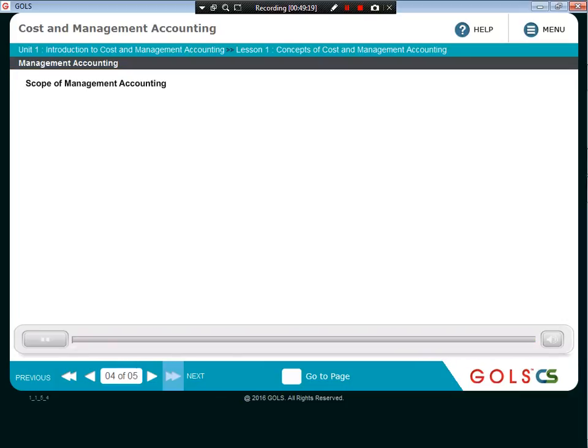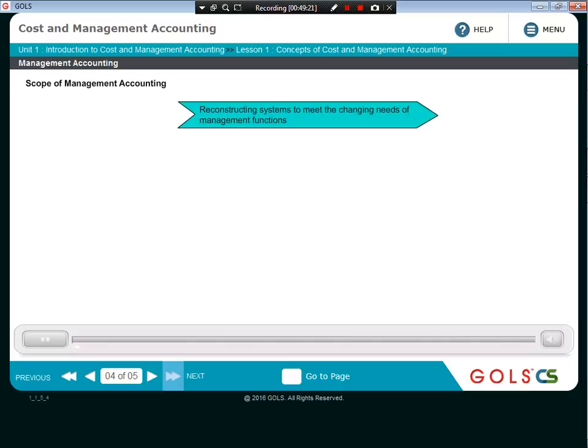Now, what is the scope of management accounting? Formation, installation and operation of accounting, cost accounting, tax accounting, and information systems. Management accounting has to construct and reconstruct this system to meet the changing needs of the management function. In every organization, there will be a formation, installation and operation of an accounting system, and a cost accounting system will be there. A tax accounting system will be there. These are to be constructed or reconstructed in such a manner that it will be helpful for the management functions.